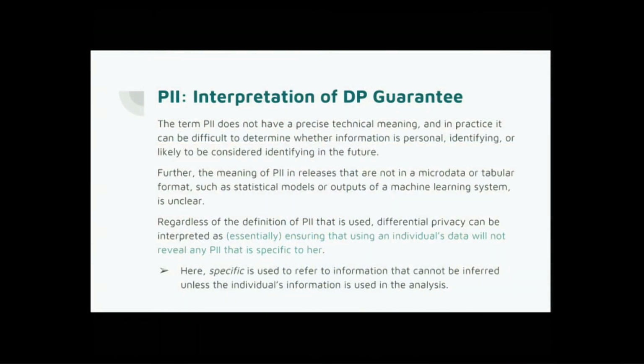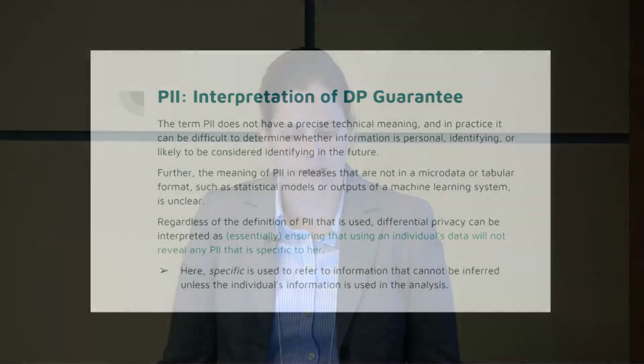However, the term PII does not have a precise technical meaning. In practice, it can be difficult to determine whether information is personal, identifying, or likely to be considered identifying in the future. Further, the meaning of PII in releases that are not in a microdata or tabular format, such as statistical models or outputs of a machine learning system, is unclear. But regardless of the definition of PII that is used, we argue that differential privacy can be interpreted as essentially ensuring that using an individual's data will not reveal any PII that's specific to her. And here, the term specific refers to information that cannot be inferred unless the individual's information is used in the analysis.